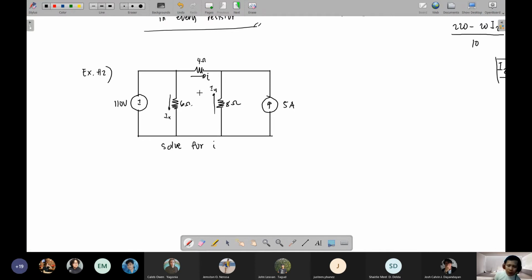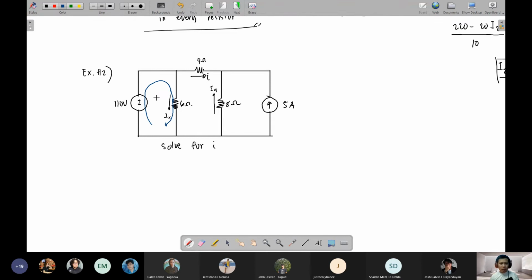Step number 2: assign a loop to a closed circuit wherein there is no current source. Technically, in this circuit we can form 3 simple loops, since each is a closed circuit. But take note, we only assign a loop to a closed circuit where there is no current source. So we cannot apply a loop here; we can only apply it here. So this is a loop.